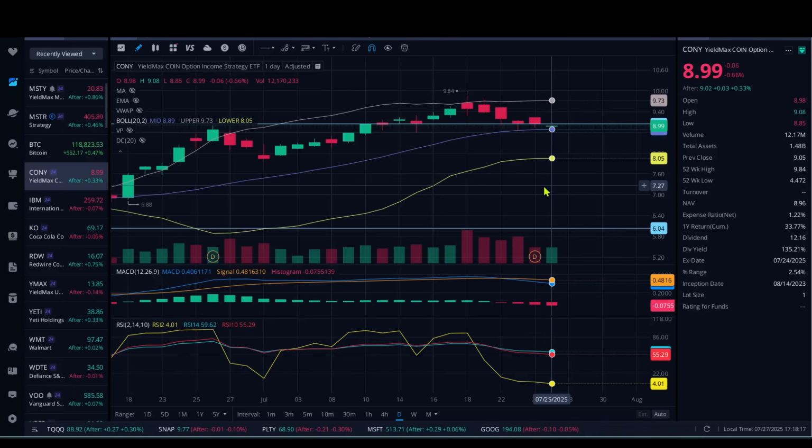So I'm not going to go too much into depth with CONY here, as I do want to get over to my spreadsheets and update that. So let's just go ahead and move right over to my spreadsheet and enter in my new positions that I did make this past week, as I am curious what my new average is.